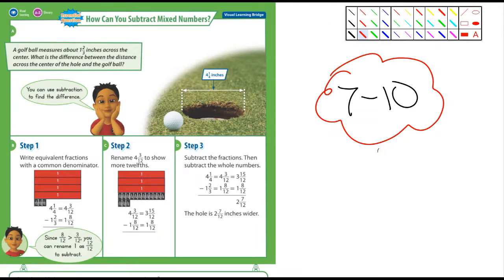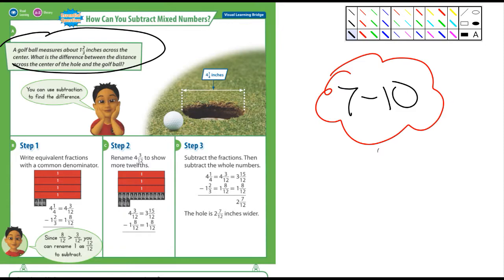And the question is, it says a golf ball measures 1 2/3 inches across the center. What is the difference between the distance across the center of the hole and the golf ball? So the hole is 4 1/4 inches. The golf ball is 1 2/3 inches. And so you're going to have to subtract. And that's what they do here in step 1 and step 2 and step 3. You would simply write 4 1/4, and you're subtracting 1 2/3. You need a common denominator. We've talked about this a lot the last several days.